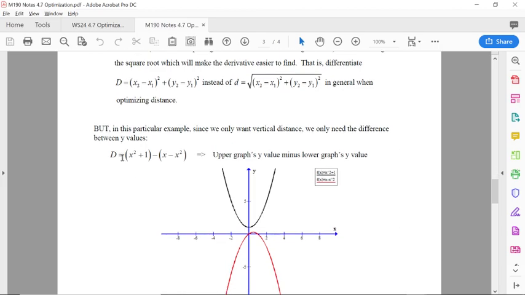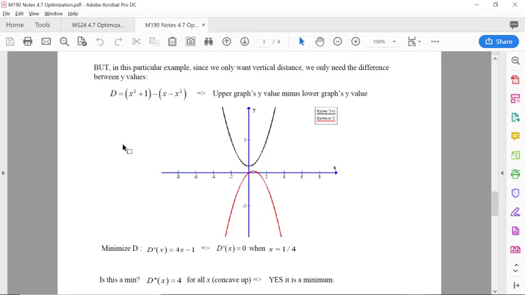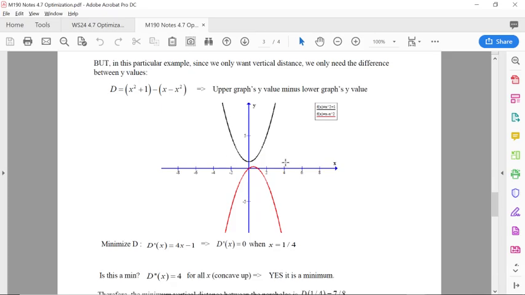So here's our distance formula, and the constraint is already built in. It's already a single variable objective equation. Our objective is to minimize distance, so let's find the minimum. The domain here happens to be all real numbers, right? Both of these functions exist for all real numbers.